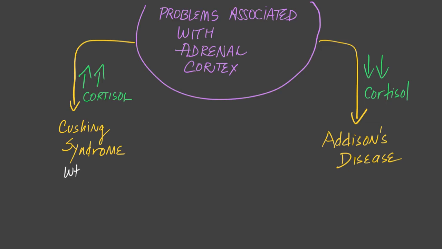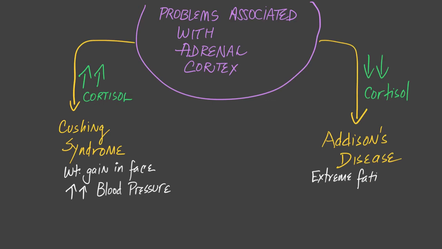So here we have it again. For Cushing syndrome, there is weight gain, especially in the face, and very high blood pressure. And with Addison's disease, there's extreme fatigue and very low blood pressure.